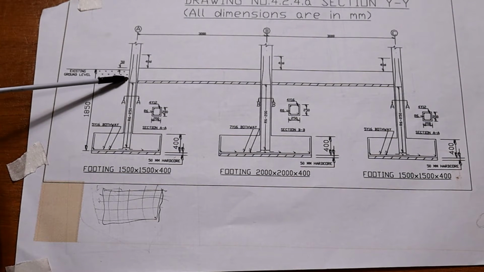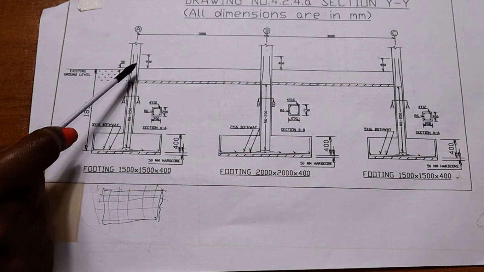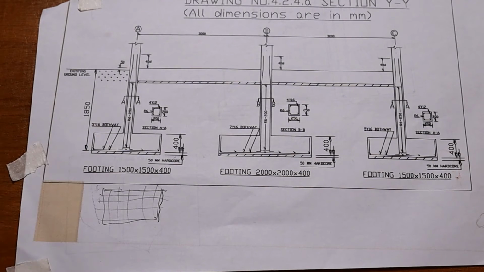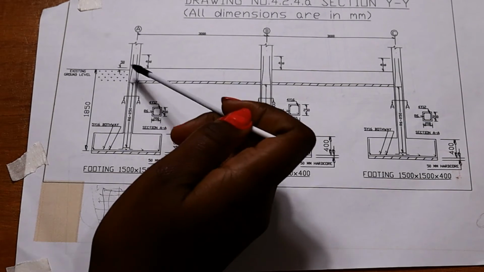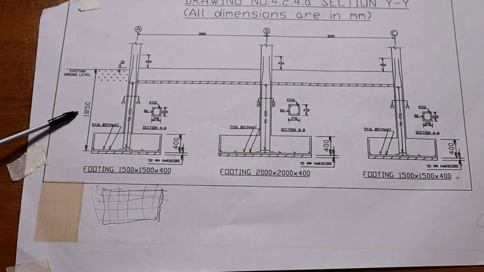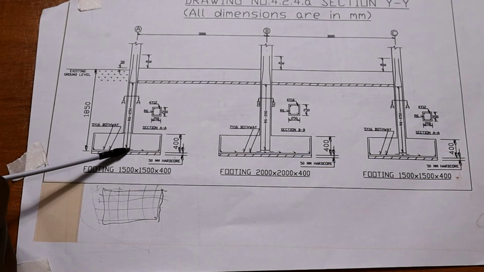All right, then we shall add the depth of the ground beam. After we have deducted 50 to the bottom of the ground beam, we shall add 300, so that we can get up to the top of the ground beam. Or else we can take 1850 plus 50, because we want the depth from here up to here.